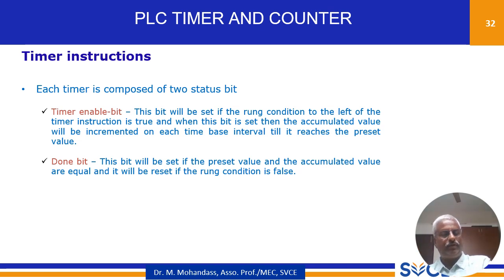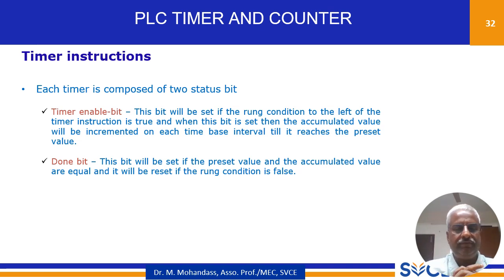If it is an on delay timer, when the accumulated value reaches the preset value, it will start to give the output. If it is an off delay timer, the output is energized, the accumulated value increases and is compared with the predefined value. Once the accumulated value reaches the predefined value, the timer will cut off its output. That is the difference between on delay and off delay. So that is what I explained here.